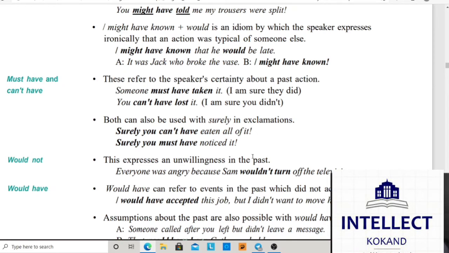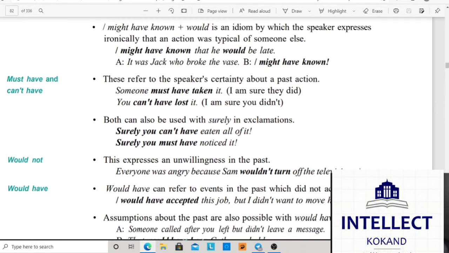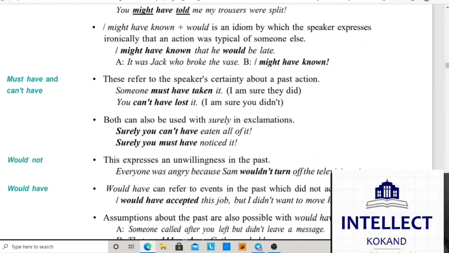So everyone was angry because Sam wouldn't turn off the television. The ocean master wouldn't turn off. It's not like a continuous action. He didn't do it once. Okay? Used to go swimming, not got used to or something. So when I was 5 years old, I wouldn't go swimming. Yeah. So I didn't want it, yeah.